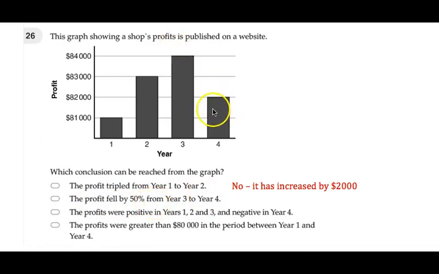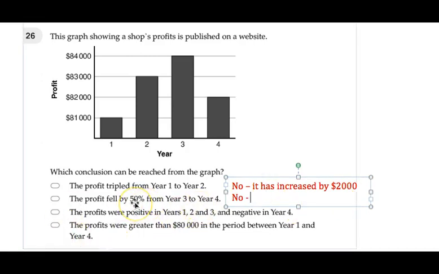Now, the next bubble, the profit fell by 50% from year 3 to year 4. Now, it does look half the size, but the profit has only dropped from 84,000 to 82,000. So once again, no, it has decreased only by 2,000. If it fell by 50%, it means that it's half of what it was, and it's not half of what it was. The graph looks like half, but it's actually only dropped 2,000. So the second answer is not correct. It's only decreased by 2,000, which is not 50%. A 50% decrease means half. It would have to drop by 42,000, which it hasn't.